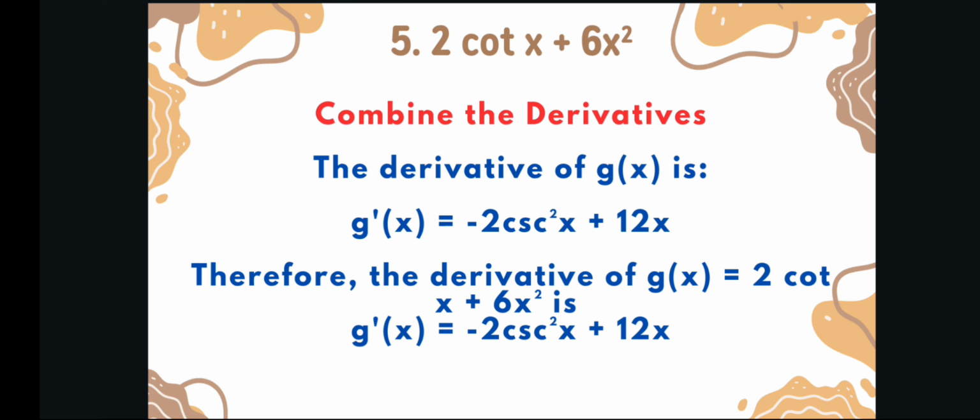So g prime of x is equal to negative 2 cosecant squared x plus 12x. Therefore, the derivative of g of x equals 2 cotangent x plus 6x squared is g prime of x equals negative 2 cosecant squared x plus 12x.